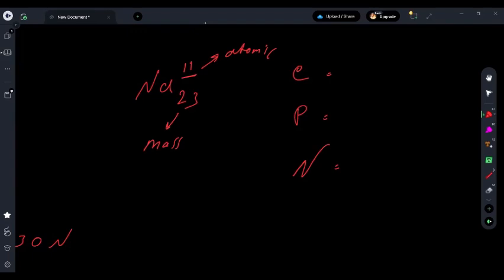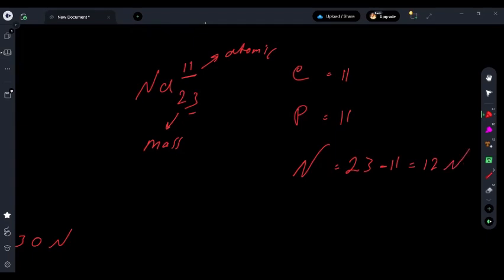So if we need to determine the number of electrons here, it's going to be 11 because the atomic number equals 11. So the number of electrons is 11. The protons also 11. For the number of neutrons, we just subtract the atomic number from the mass number. So it's going to be 23 minus 11, so it will be 12 neutrons.